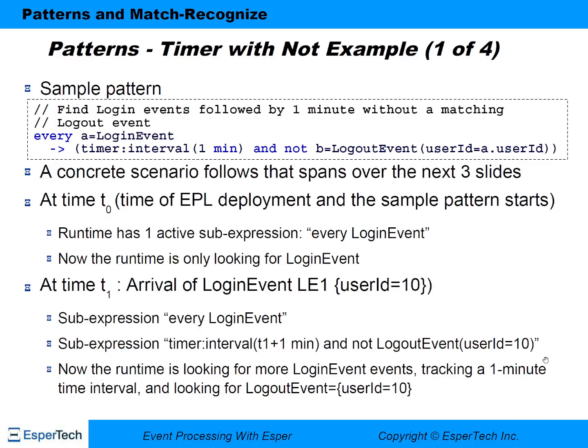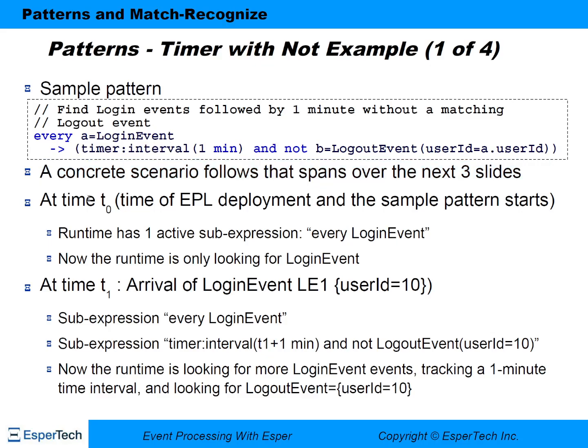The next 4 slides discuss a sample pattern that has a timer interval, as well as a not operator. This sample finds login events followed by 1 minute without a matching logout event. The pattern is every a equals LoginEvent followed by (timer:interval 1 minute and not b equals LogoutEvent(user equals a.user)). A concrete scenario follows that spans the next 3 slides.